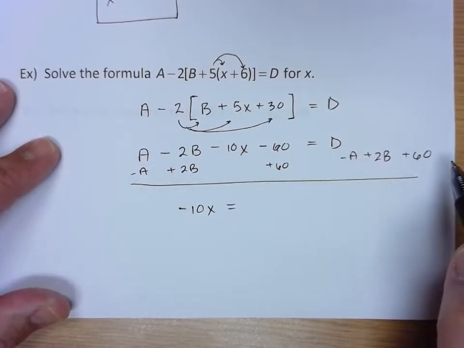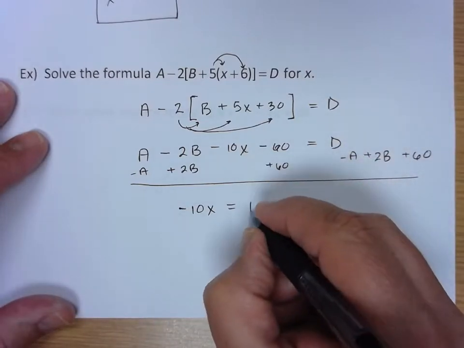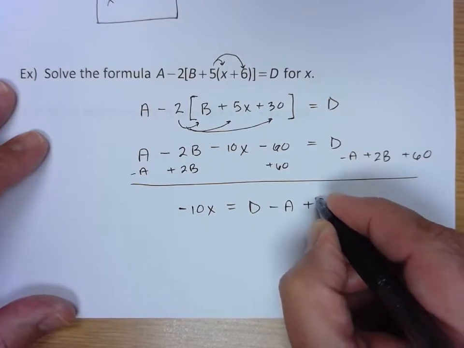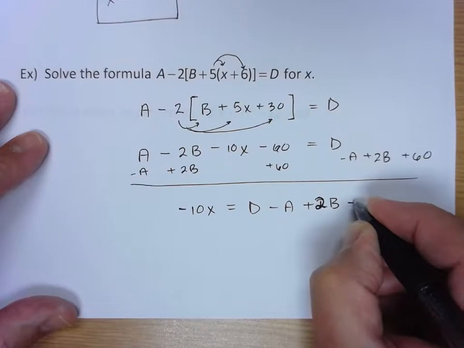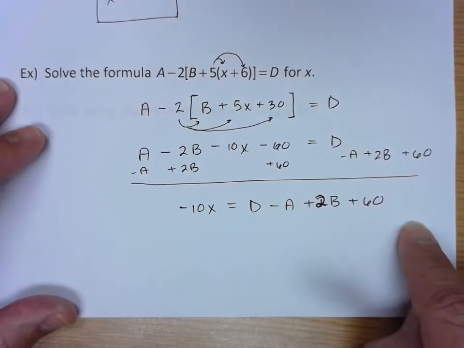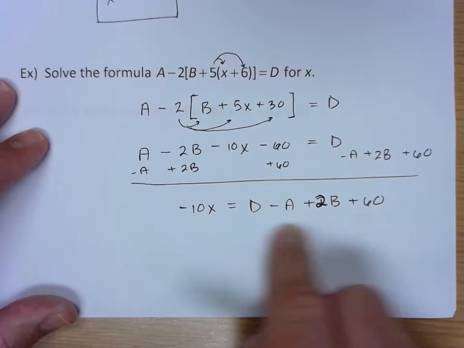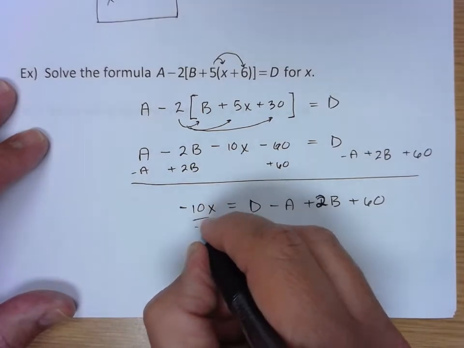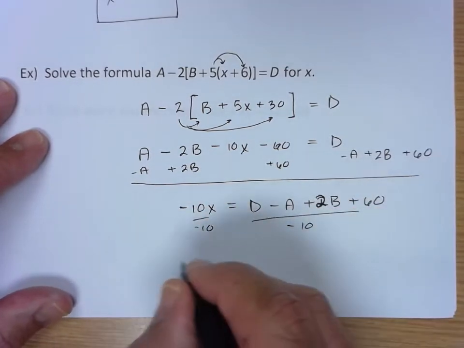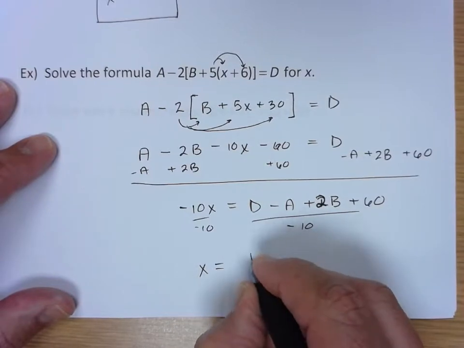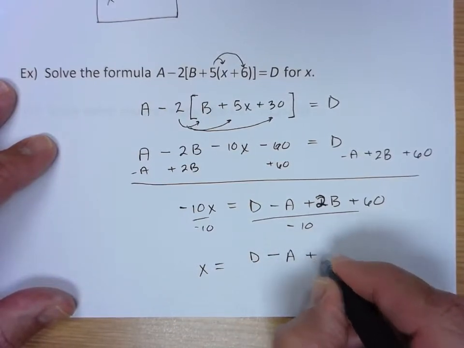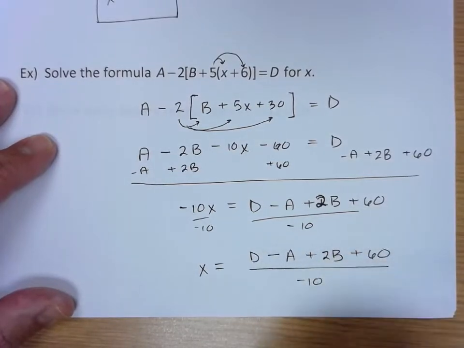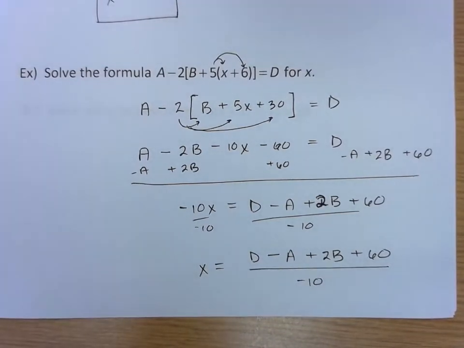Now, notice over here on the right-hand side, the positive d that was already there, you have to subtract all these other terms from it because they are not like terms. So it's just going to be a variable expression like this, since you can't really collect any of those together. But your final step is to divide both sides by negative 10. And so you can state your solution is x equals d minus a plus 2b plus 60, all divided by negative 10. And that is a sufficient answer in my opinion.